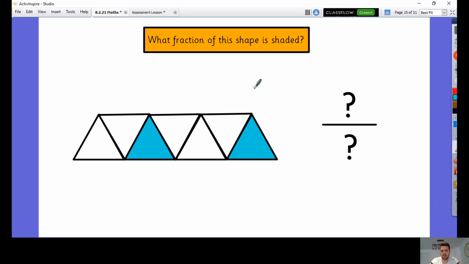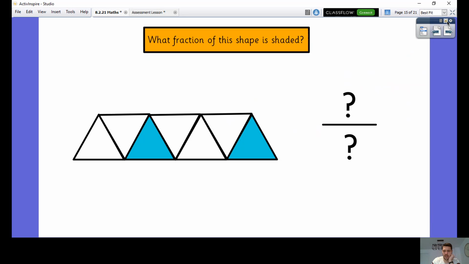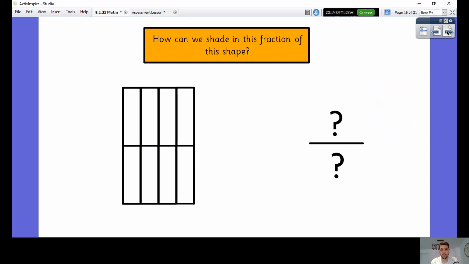How about this shape? What fraction of this shape is shaded? Okay, my first job, I'm going to count how many triangles I have overall. They're all equal, so that's great. 1, 2, 3, 4, 5, 6, 7. So I have 7 parts. And how many are shaded? 1, 2. So the fraction of this shape that is shaded is 2/7.